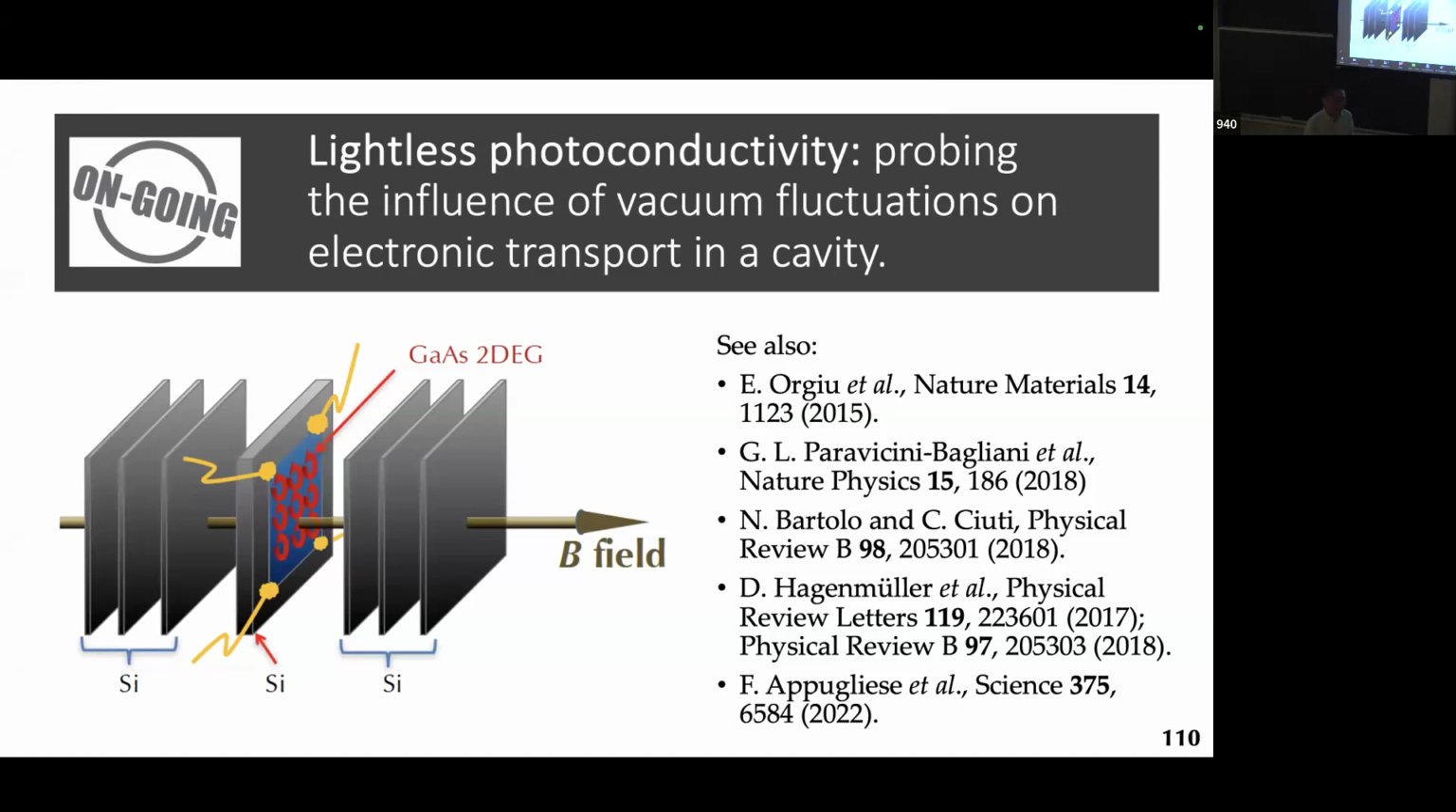You can imagine physically making your cavity out of, say, a birefringent material that is a cavity for one circular polarization, and not a cavity for another, so that you would break time reversal symmetry. We're doing that right now. Yes, we have a design.